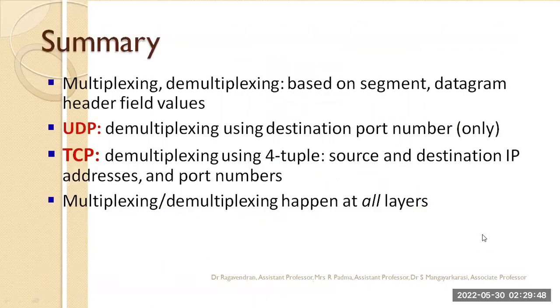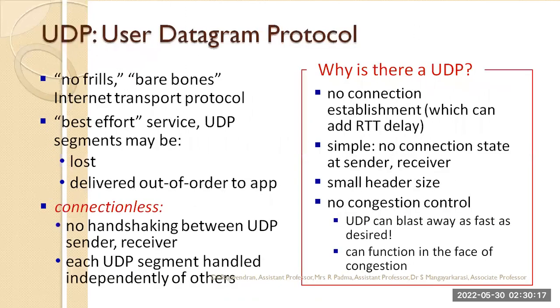Okay, and this is a summary of multiplexing and demultiplexing. It is based on segment and datagram header field values. UDP demultiplexes using the destination port number only. TCP is connection-oriented demultiplexing using the tuple of source and destination IP address and port number. Multiplexing and demultiplexing happen at all layers.